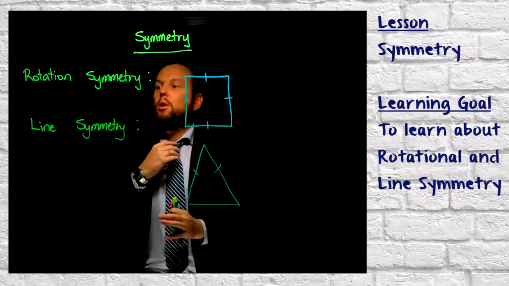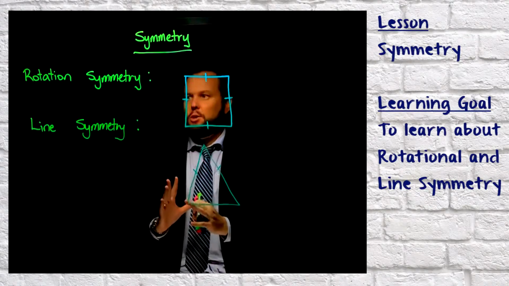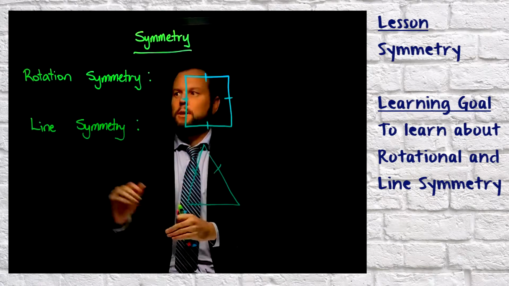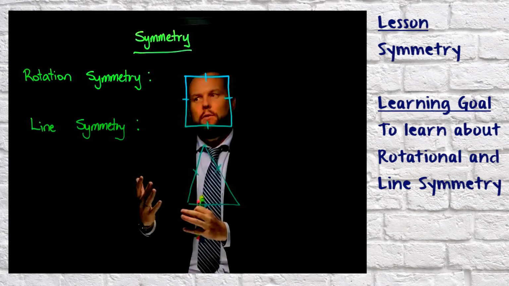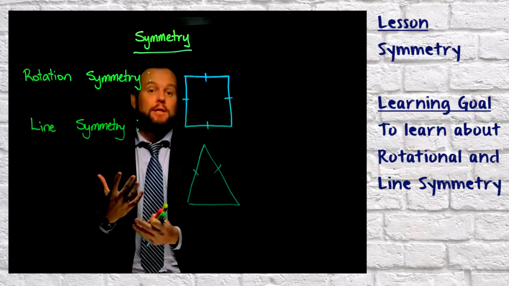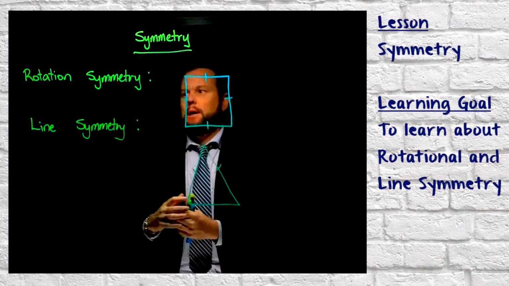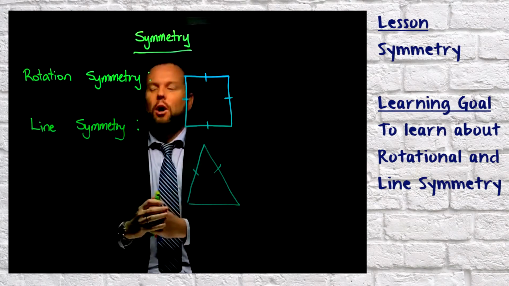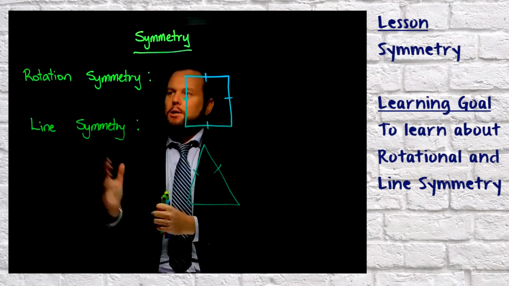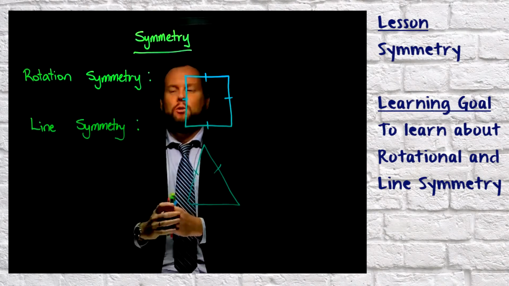Okay guys, so today we're looking at symmetry. Symmetry basically comes in two forms. We have rotational symmetry and we have line symmetry, and they're two different things. Basically what you're going to need to do today is be able to state the rotational symmetry of shapes and also the line symmetry of shapes. So let's start off with rotational symmetry.